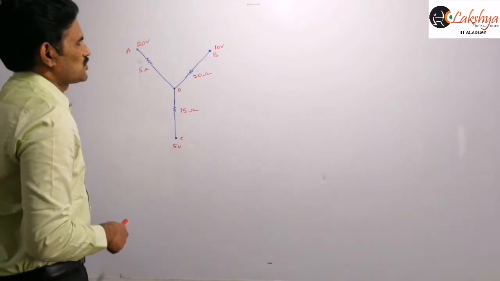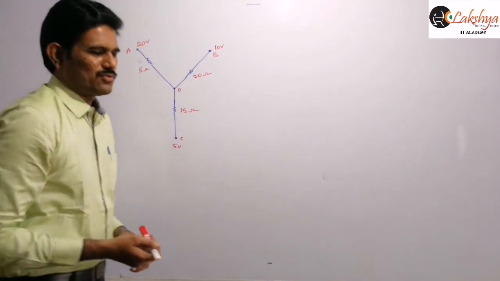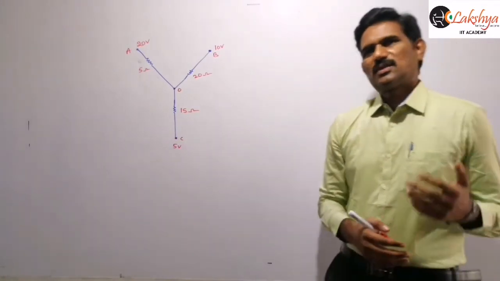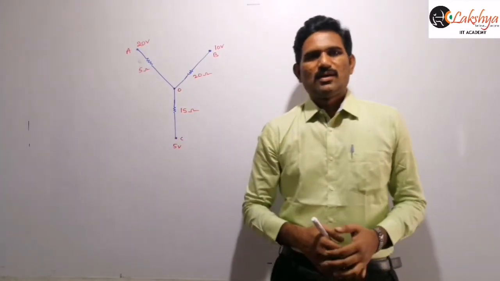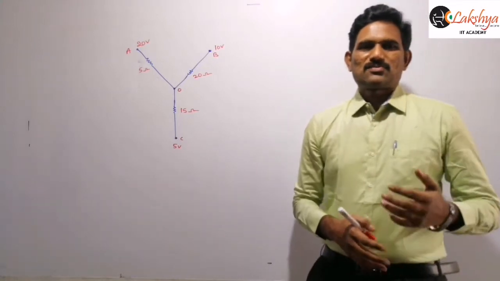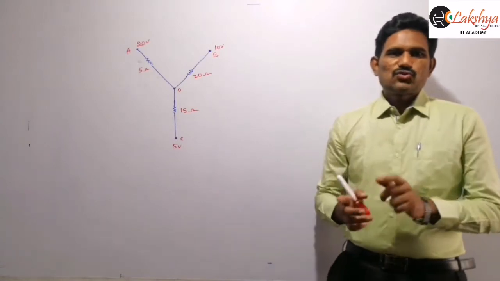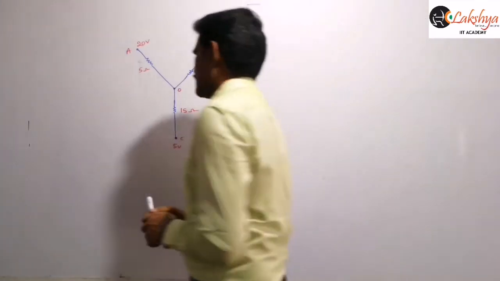Now here I am assuming some currents. We know whenever you are applying the Kirchhoff law, first we assume some current distribution in the circuit. That is your choice. You can assume current flowing in any direction. The only thing is, it should obey the Kirchhoff first law at any junction.